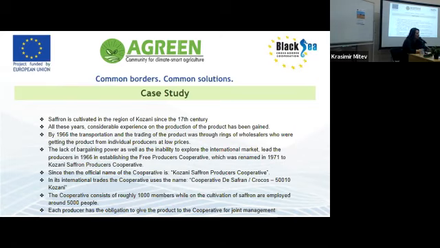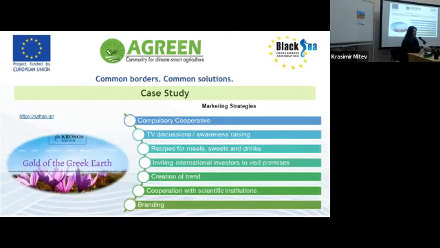The cooperative consists of 1,000 members and employs 5,000 people. Each producer has the obligation to give the product to the cooperative for joint management. So everyone producing saffron in the area has to give the production to the cooperative. Fixed price. Yes. So let's see a bit about the marketing strategies they are using.